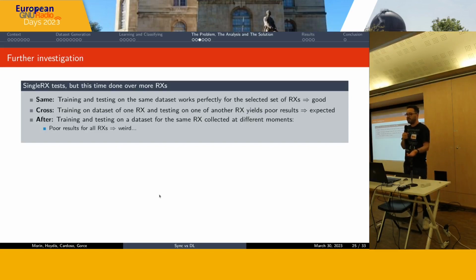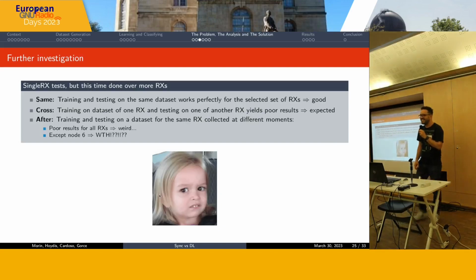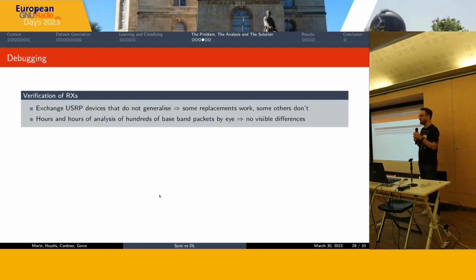So we were clueless. And it gets even worse, because when we tried that with receiver 6, it worked. So we're like, what the hell? What the hell is going on? People say that an image is worth 1,000 words, so this is how we were feeling. We were clueless. Why does it work for one radio, the one which we were using in the beginning, and not for the others?